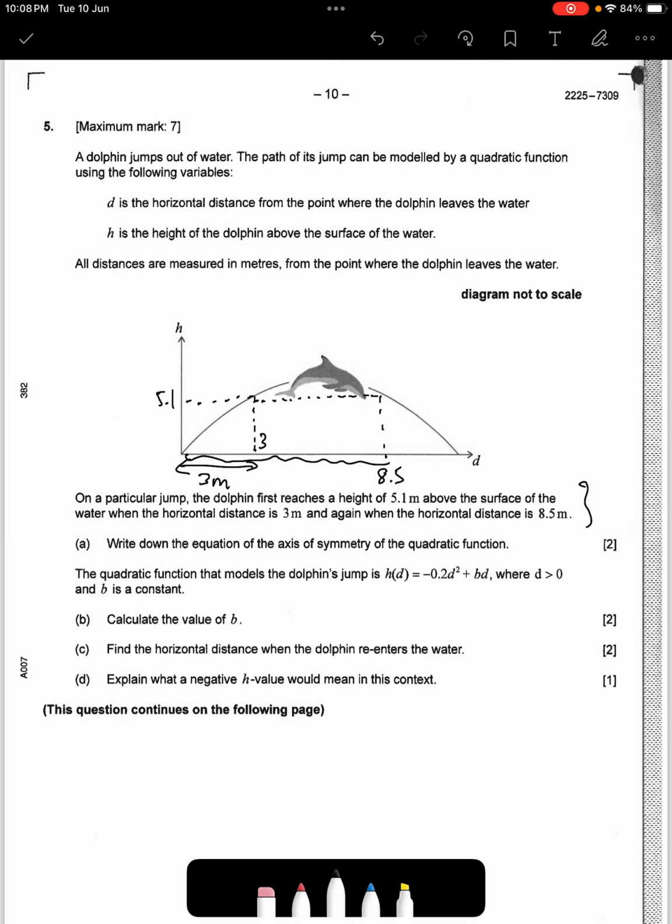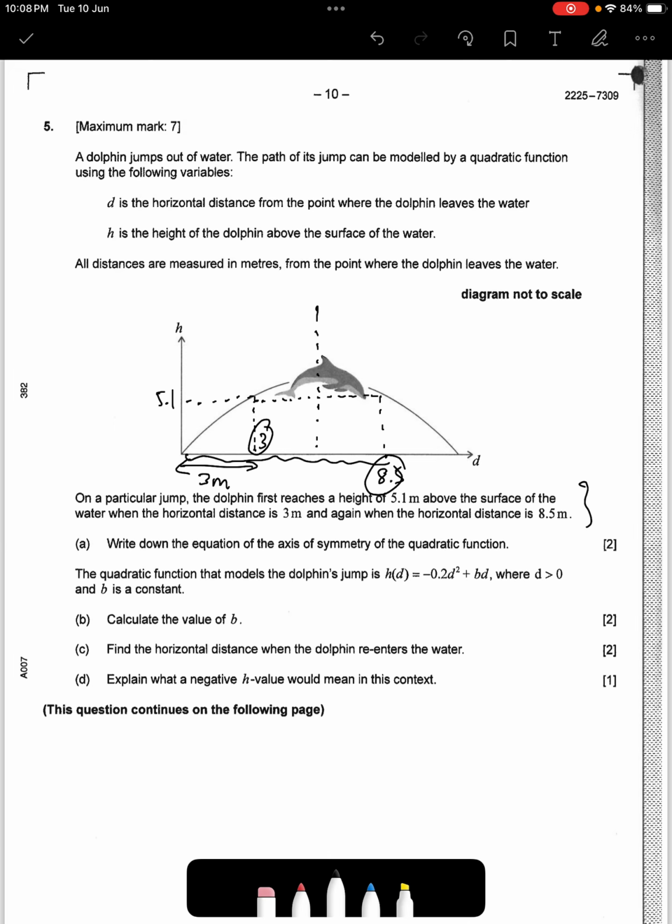And it says in part A, find the equation of the axis of symmetry of the quadratic function. Because we know that it reaches the same height of 5.1 at 3 and at 8.5, and we know that a parabola is always symmetrical, we can find the axis of symmetry right down the middle. Since this is 3 and this is 8.5, we can find the midpoint, which gives us the axis of symmetry.